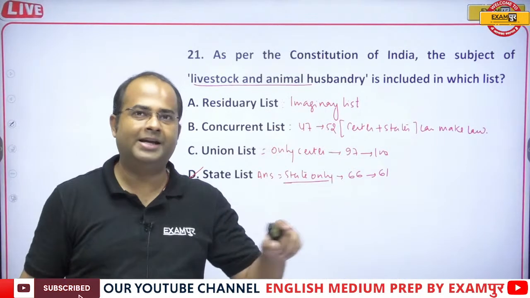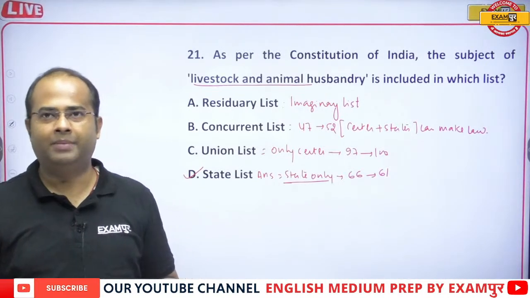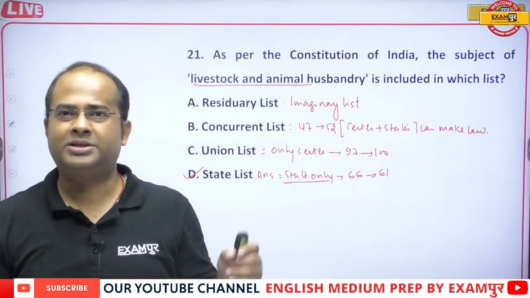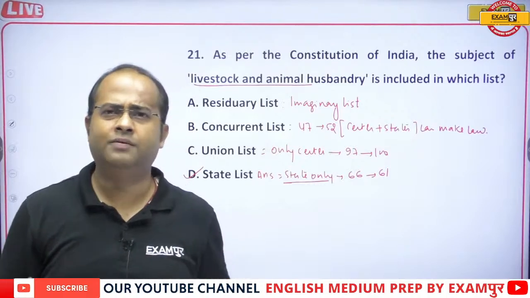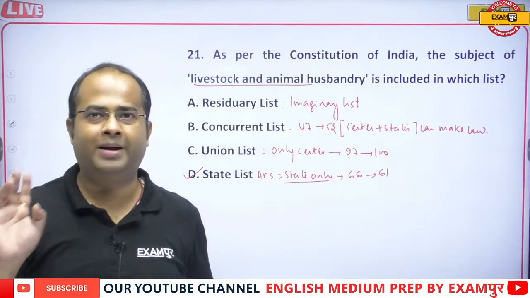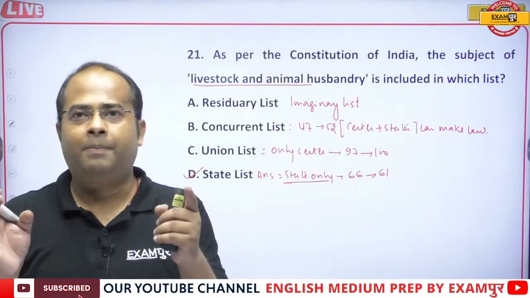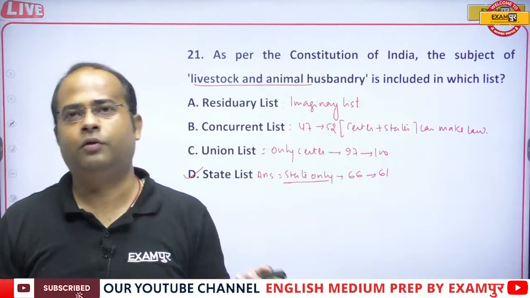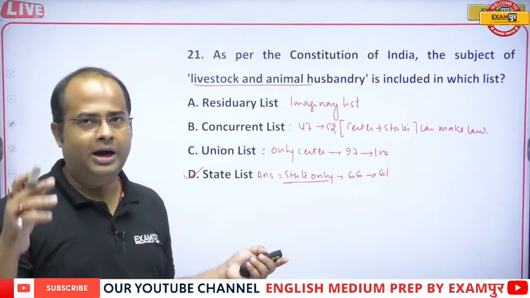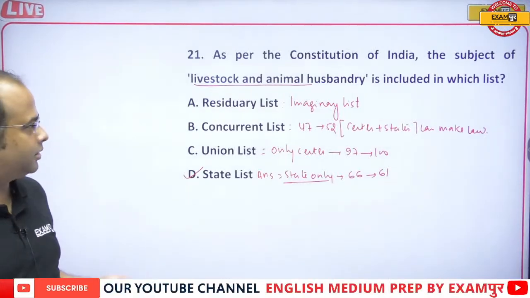So formation of Constituent Assembly, officially it was proposed by Manvendranath Roy in 1934, although in 1893 in Swaraj Bill, Bal Gangadhar Tilak also talked about the formation of Constituent Assembly, but none of them was taken seriously. So if Swaraj Bill is in the option, then go for it. Other than that, it will be Manvendranath Roy. He was one of the founder members of CPI.